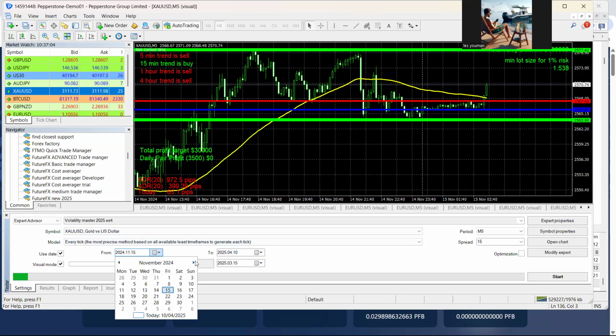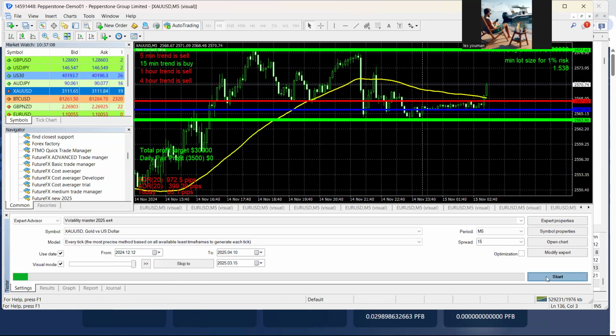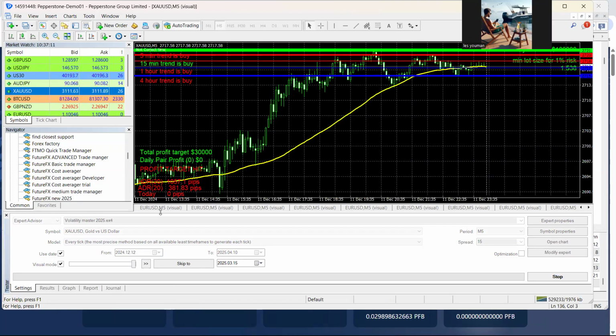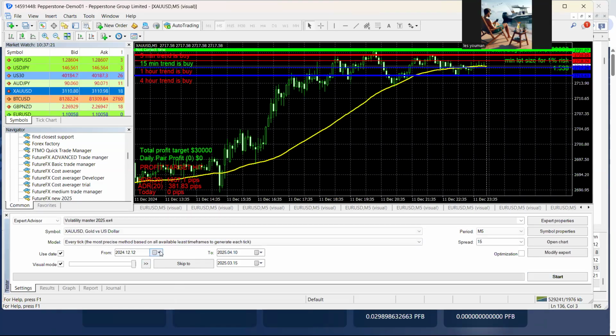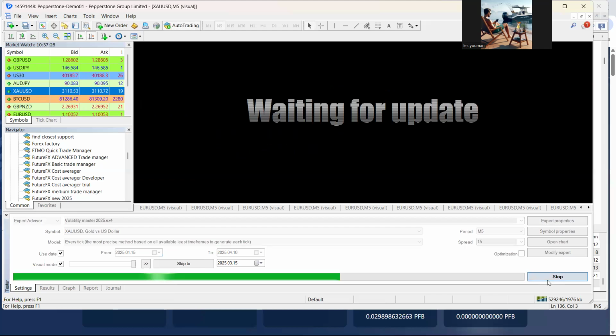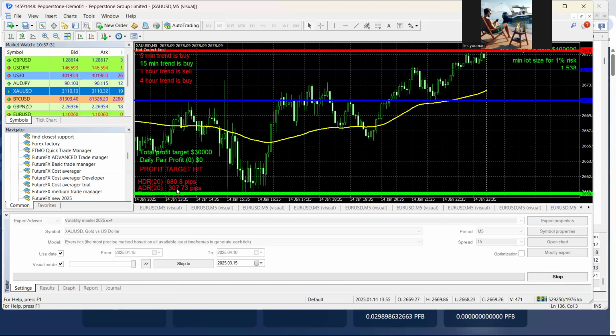Let's have a look in December. December, it's a little bit less, 381 is the average daily range. And let's have a look in January. And now it's only 307 pips. So between 300 and 400 pips is sort of the average daily range over those 3 months.